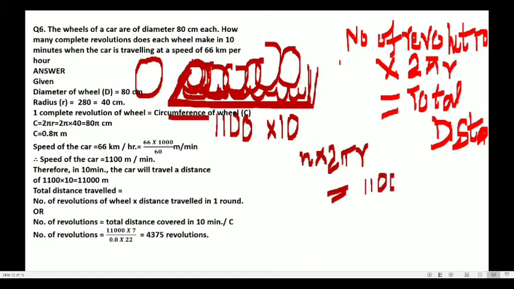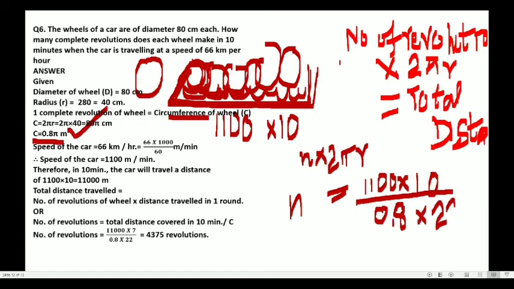This is 1100 into 10. So this is what I have done here. Now n will be what? N will be 1100 into 10 by circumference. And what is the circumference? I have solved here 0.8 pi. Now pi means what? 22 by 7. So replace this pi with 22 by 7 and solve it. You will get 4375 revolutions. This is question number 6. Now let's move to the next question.